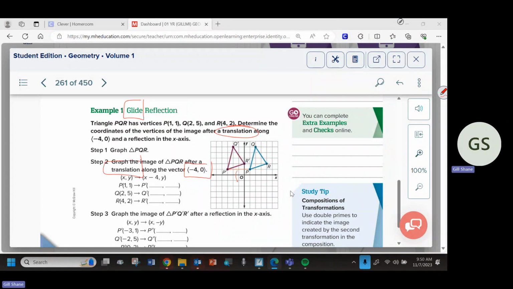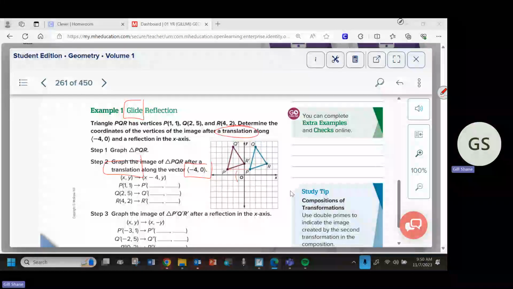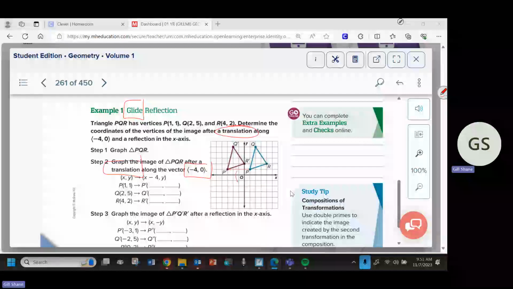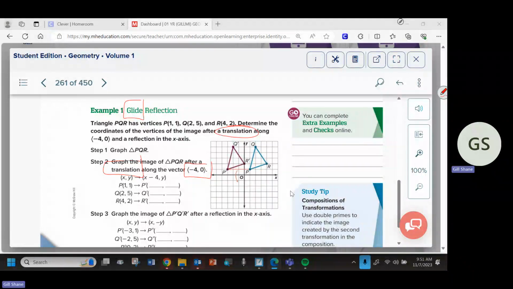Negative means left, and then positive would mean right if it's the x. What about if it was a negative y? A 0 means we're not going to move it, but negative y would be down, so positive y would be up. Or we could just add, remember, we can just add these to those numbers. Don't forget about that option. That's pretty easy in this one because 0 added to all of these just means they're going to stay the same. So those don't change at all if I'm just adding 0 to them.